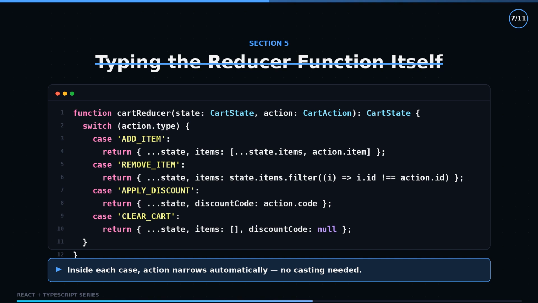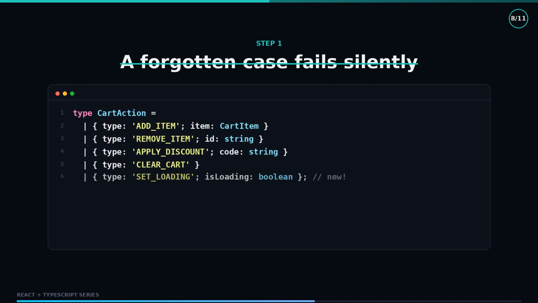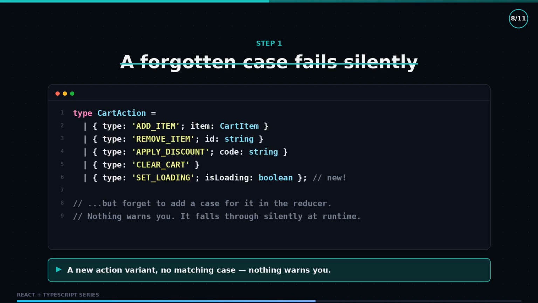Notice, inside each case, action is automatically narrowed. In add item, action.item exists and is fully typed as CartItem. No casting needed. This is the exact same narrowing trick from video 6's discriminated union, just running inside a switch instead of an if.